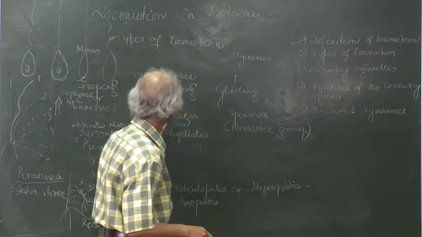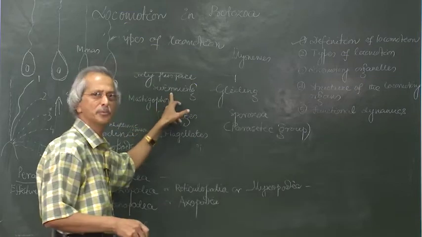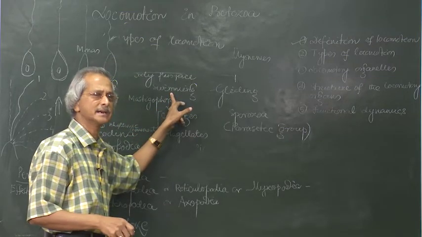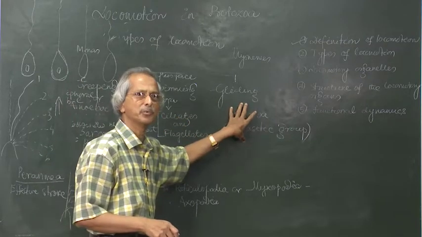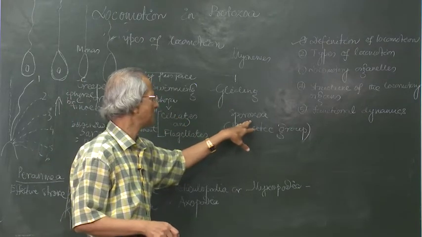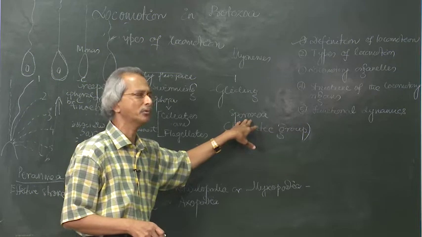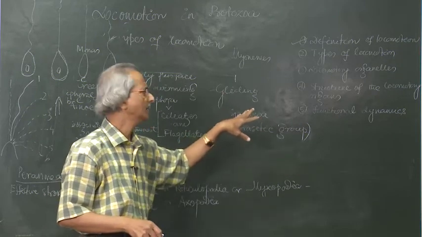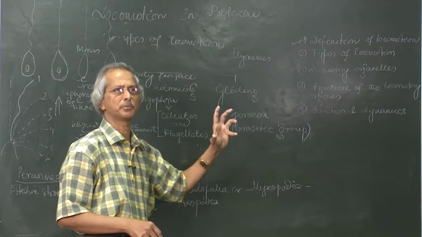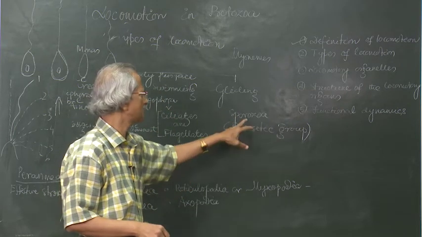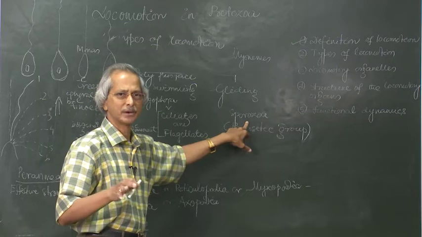So this is regarding the swimming type of movement which is found in ciliates or flagellates, and the last group is the gliding type of movement. This type of movement is found in a specific group of protozoa or protist, that is sporozoa, which is a parasitic one.